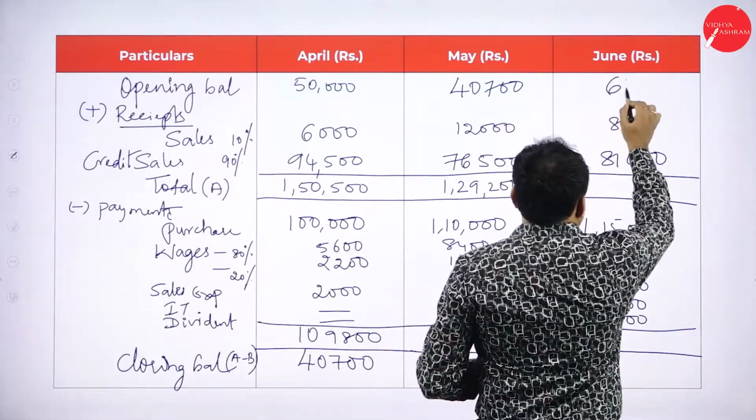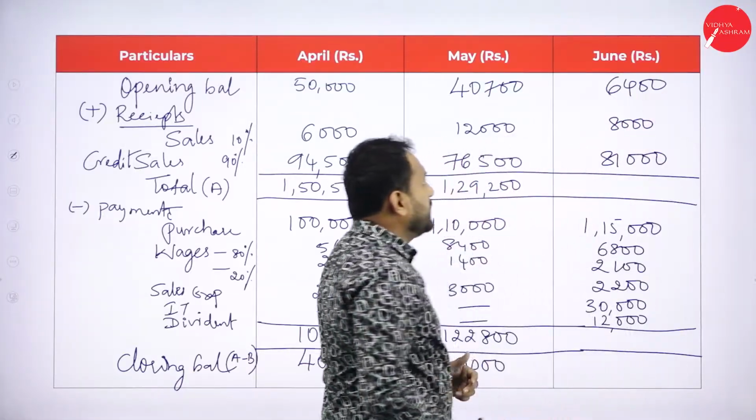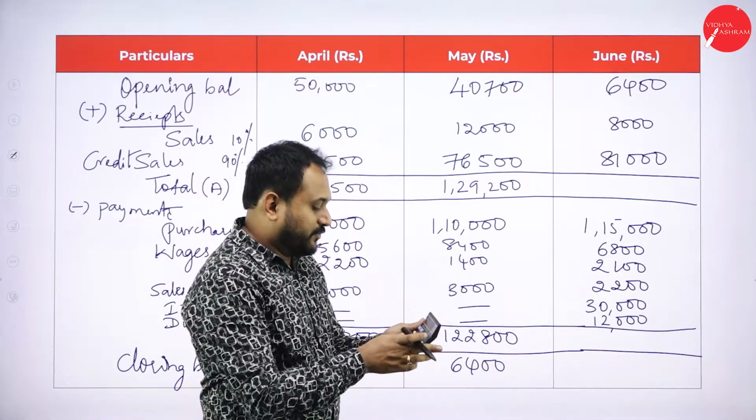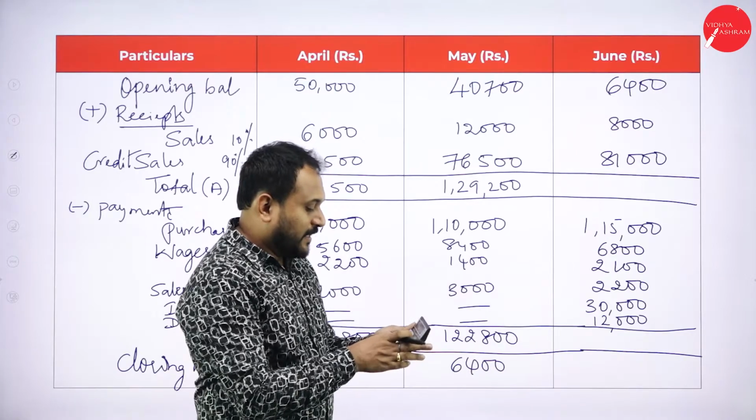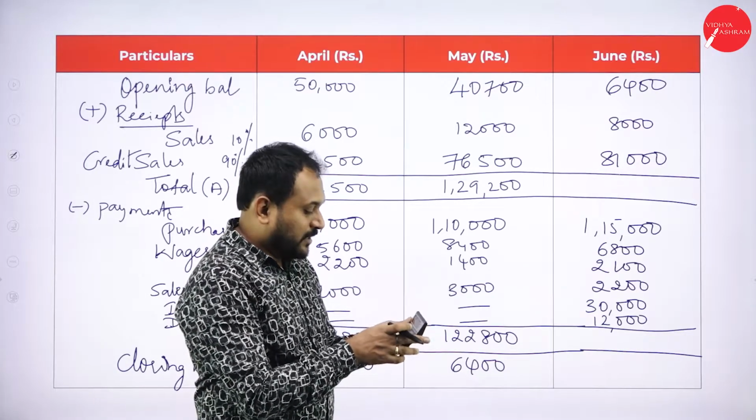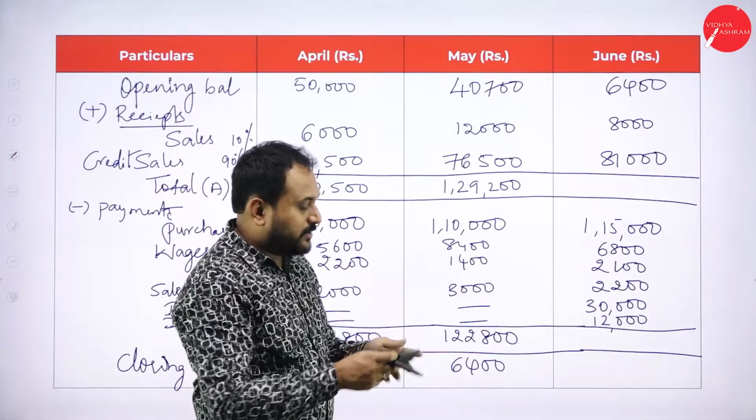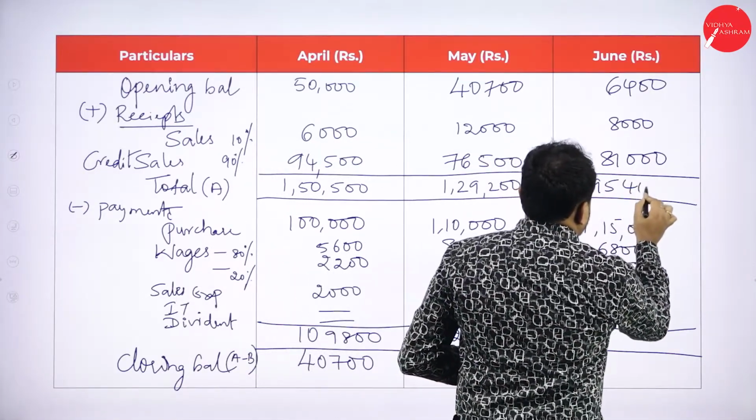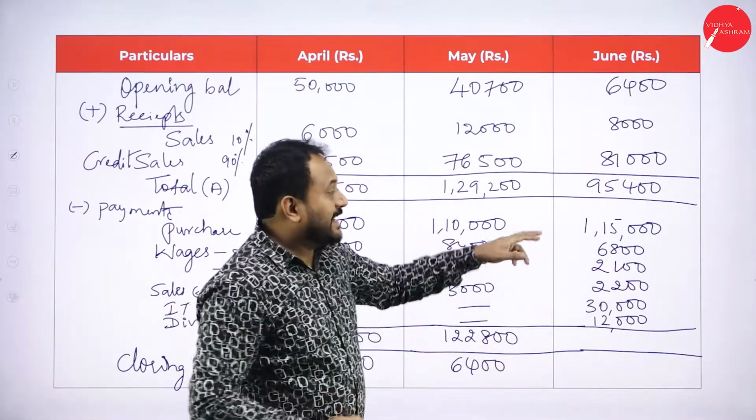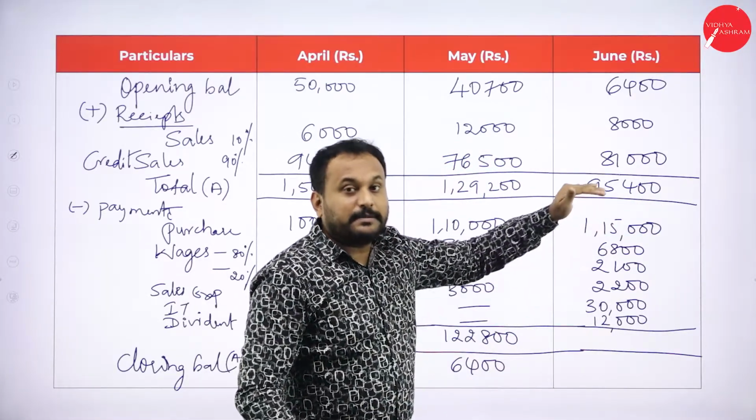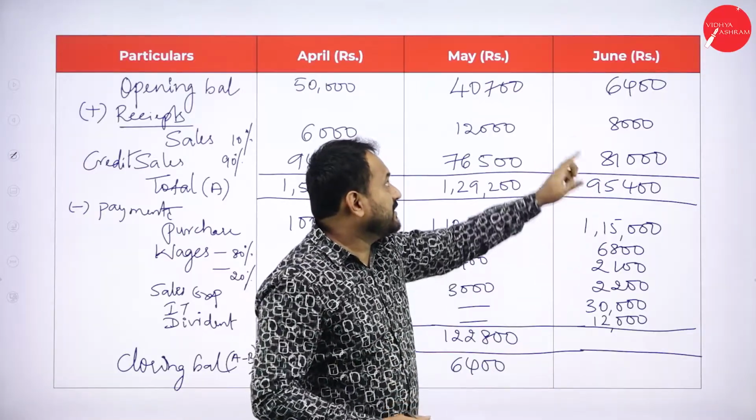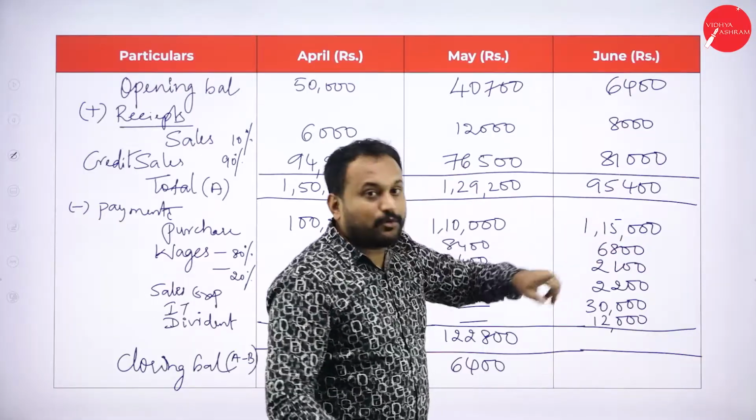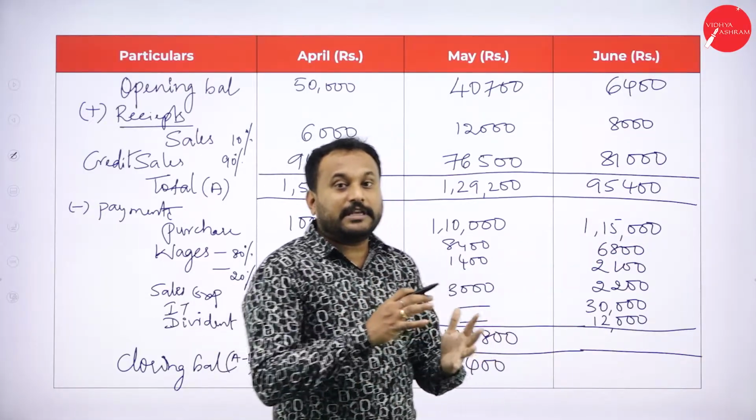So I'll write here 6,400. Now again we are supposed to add everything here. 6,400 plus 8,000 plus 81,000. We have 95,400. So 95,400 is the receipt which I am supposed to receive in the month of June. But here see, payment is 1,15,000 and more than this. Now what will I get? The closing balance will be negative here.